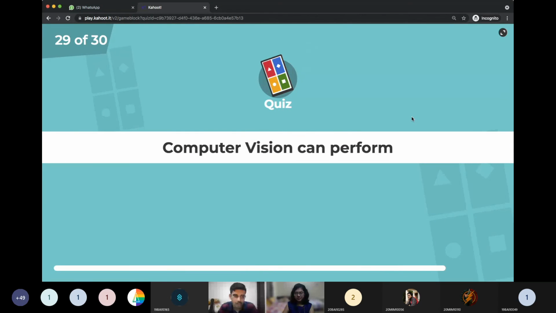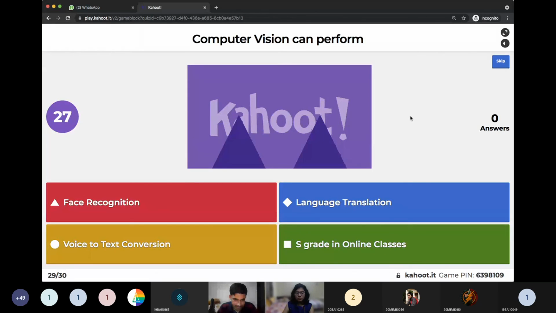Computer vision can perform face recognition, voice to text conversion, language translation, or it can get you S grade in all of your online classes. You have 20 seconds to answer the question. Last 2 questions coming up, so get them right. Might the leaderboard change? Yes.